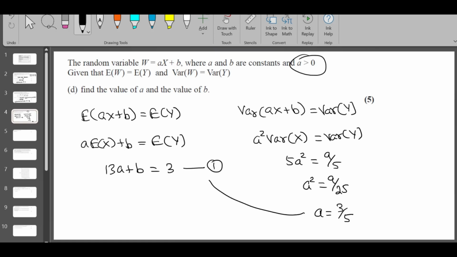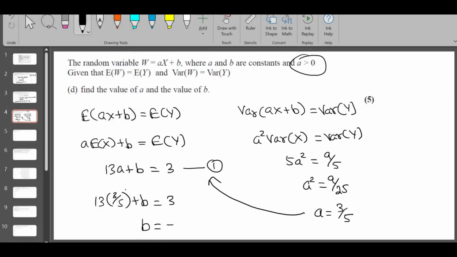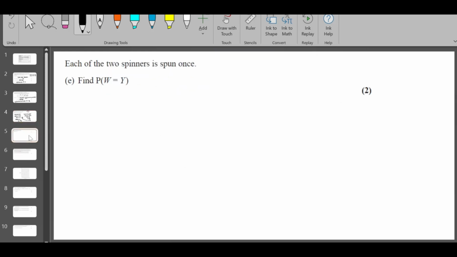Sub in A here. So 13 times 3 over 5 plus B is 3. So B is going to be 3 minus 13 times 3 over 5, which is minus 24 over 5. Just leave it as a fraction. That's all. Let's move on to part E now.